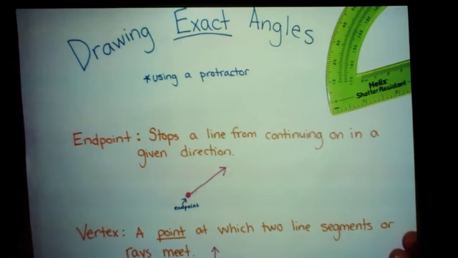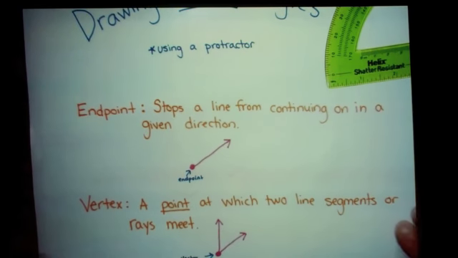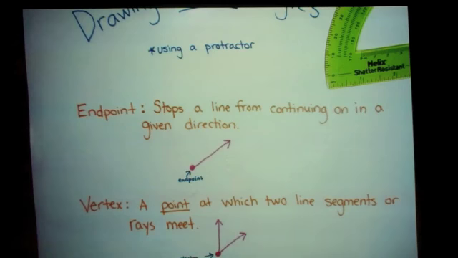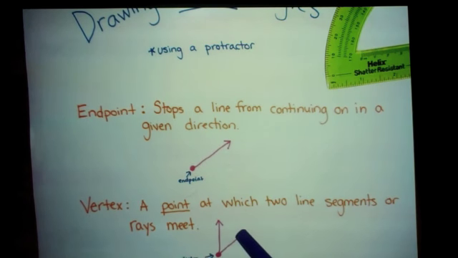The second word that we're going to write inside our notebook is vertex. A vertex is a point at which two line segments or rays meet. And a vertex right here is that common endpoint which forms the angle. So here's my vertex, and you can see that this ray and this ray are connected, and they meet together to form the angle. Make sure you have this written inside your vocabulary section.